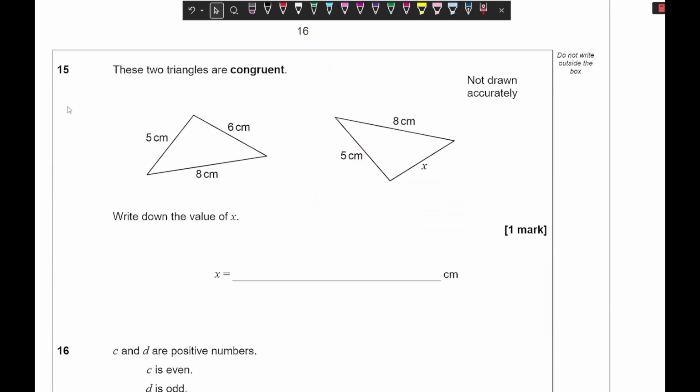Now for question 15, it says that these 2 triangles are congruent. Now congruent basically means that they are identical. And so it says write down the value of x. Well, here on this triangle we've got a side of 8, 5, 8 and 5. So the missing side must be 6. So I just need to write 6 centimeters there.